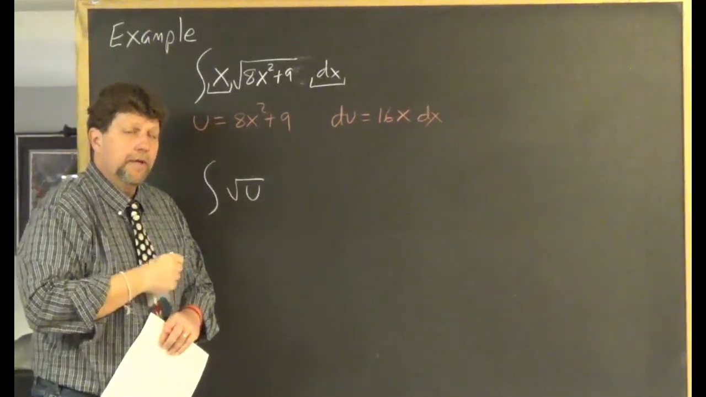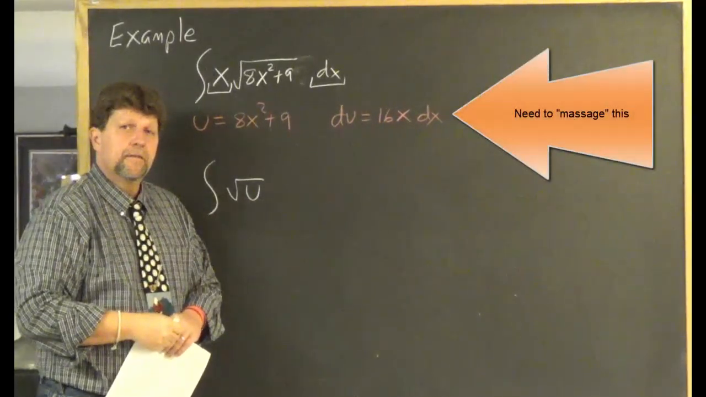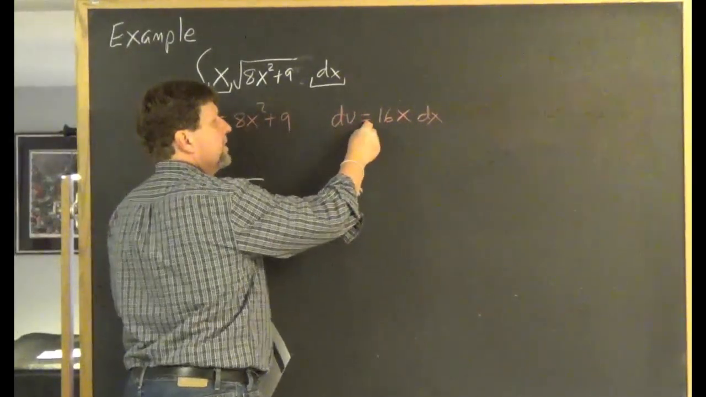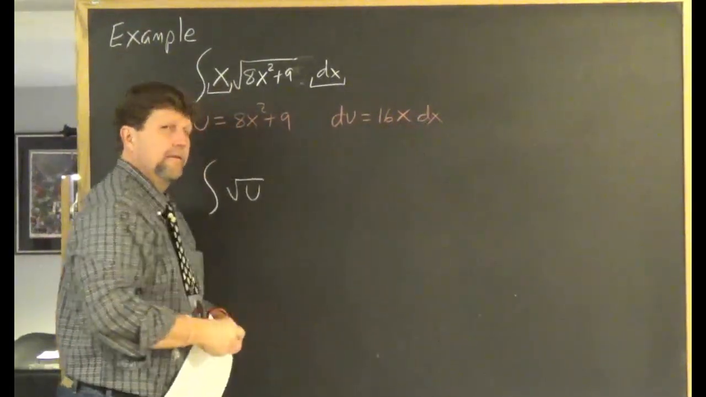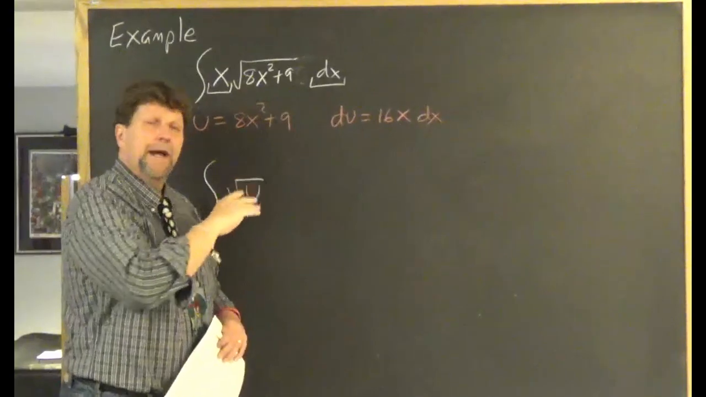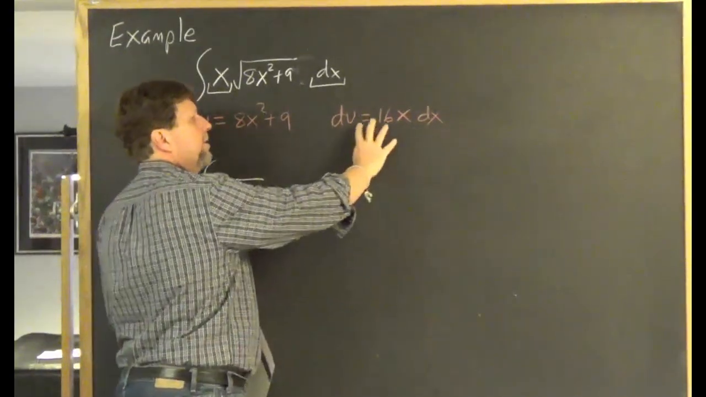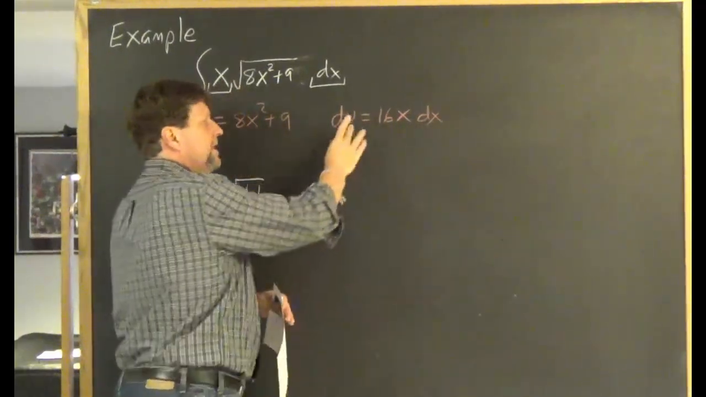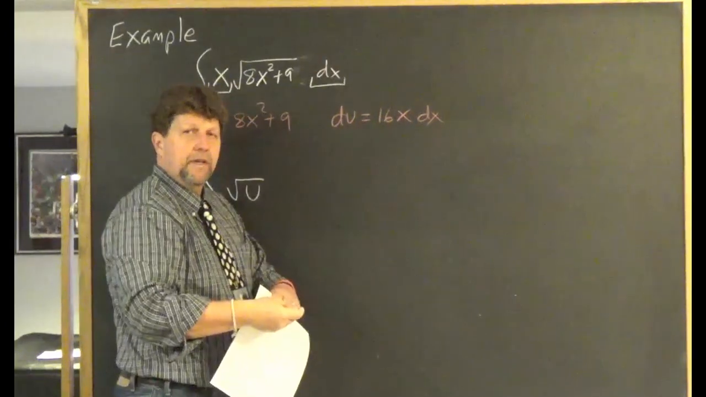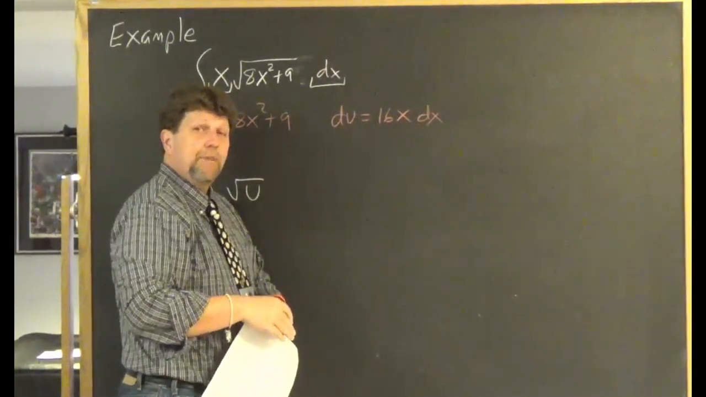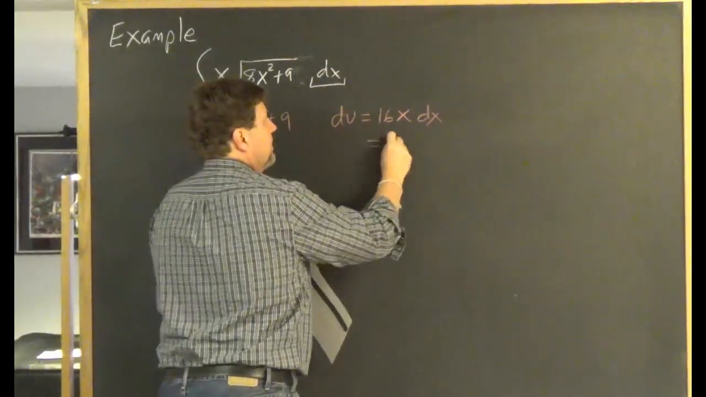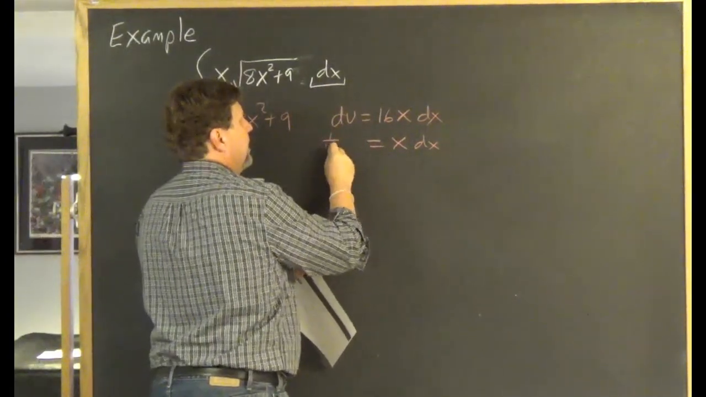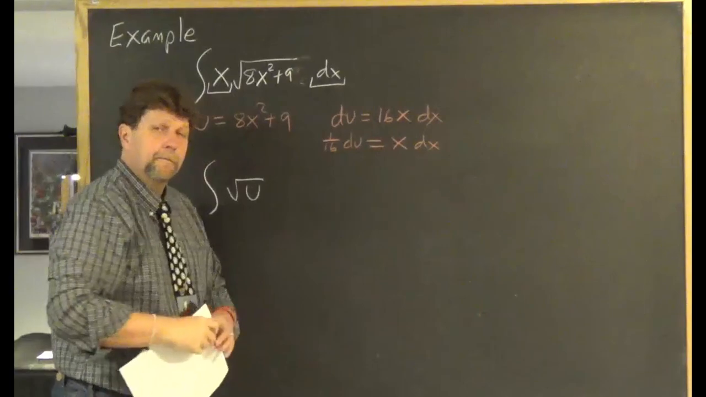Does du equal x dx? No, it doesn't. du equals 16x dx. So I have to come into my du statement and do a little bit of massaging to it in order to see an x dx over here. This is an equation, so I can treat it as an equation. I can divide both sides of that equation by 16 to get an x dx. If I divide both sides by 16, I'm going to write it as a 1/16 du.